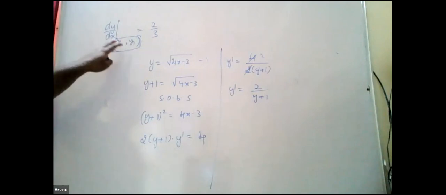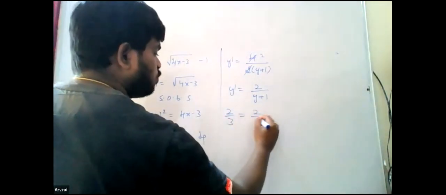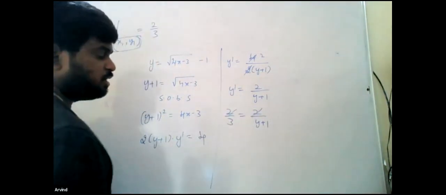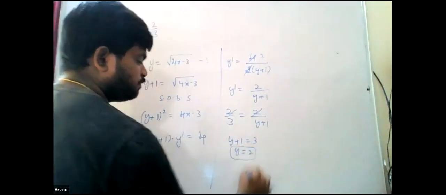So y dash at x1 comma y1 value en bandide 2/3 bandide. 2/3 is equal to 2 by y plus 1. 2 numerator is same, so you can cancel it. So you get y plus 1 is equal to 3. Therefore y is equal to 2.